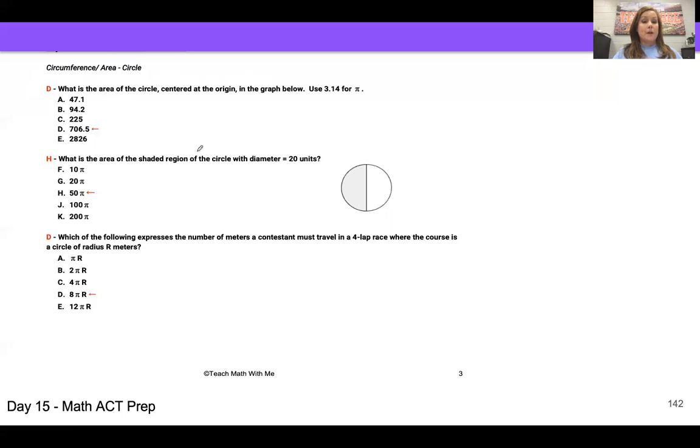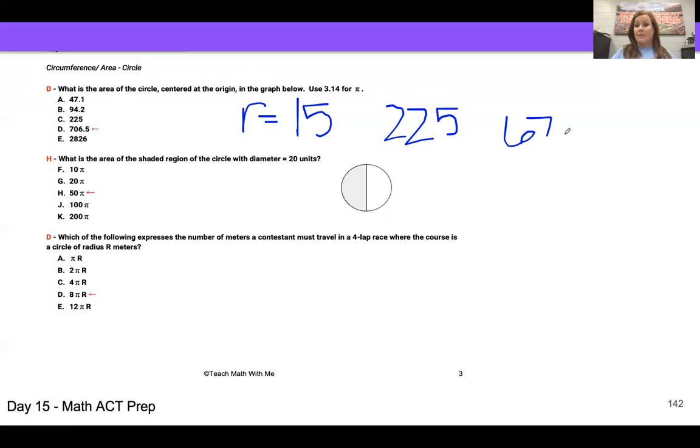So if you look, the radius in the graph is equal to what? 15. So this is where knowing your squares comes in handy. 15 squared is 225. So then you just need to do 225 times 3.14. 225 times 3 is going to give me 675. I'm doing all this math in my head: 2 times 3 is 6, so 600, and 25 times 3 is 75. So the only one that's close to 675 is 706.